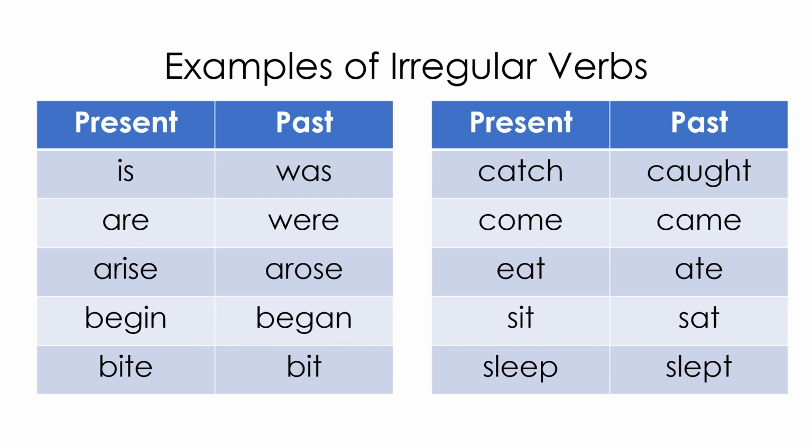So we say, I eat vegetable every day. That is the present tense. But if you are done doing it, you say, I ate vegetable yesterday.